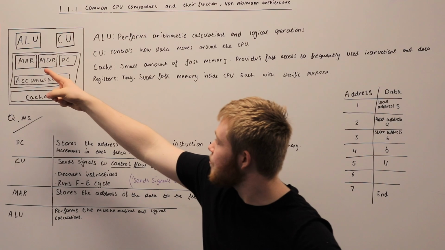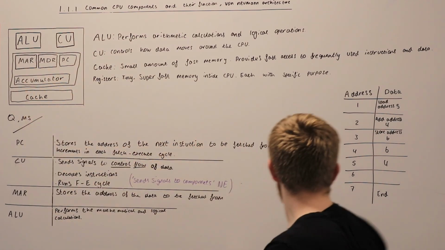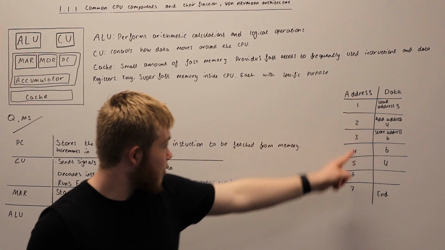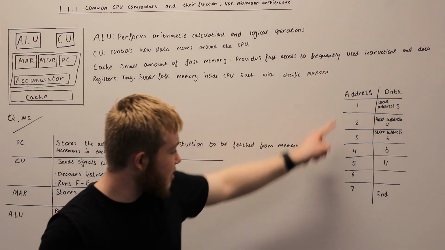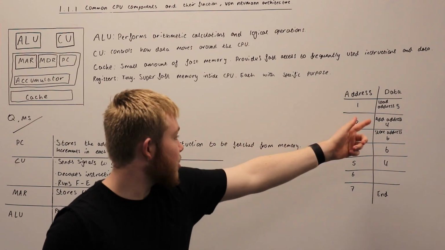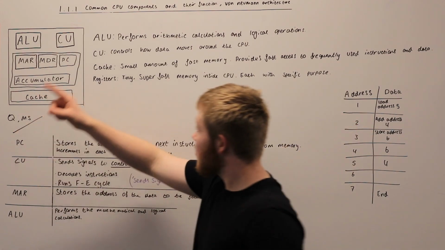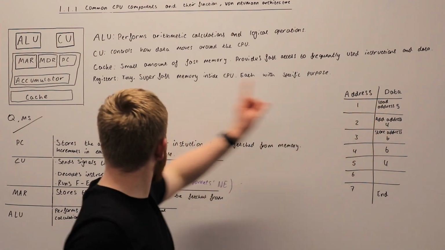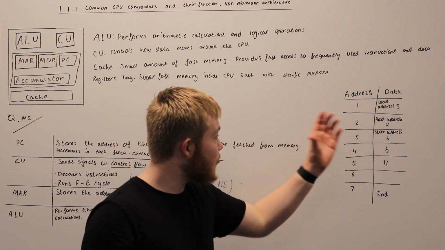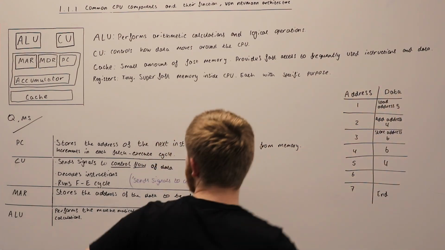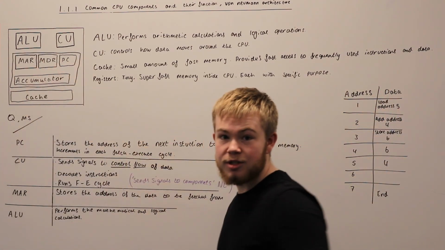So the MAR holds the address. If you come to this diagram here, the MAR is holding the address, and this is RAM, the main memory. The MAR is holding the address for the next instruction it needs to go to. The memory data register is used when it's fetching the data from the memory. So it takes load address 5 from the memory and stores it in the memory data register.